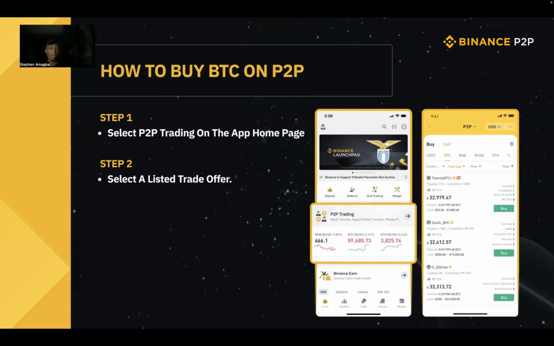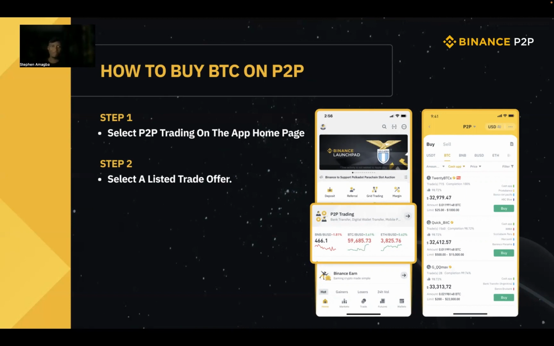On your Binance app, you're mostly going to see P2P trading on your homepage. No need to look for it or something. You're just going to see it there. So you can go ahead and choose that option, select P2P trading on the app homepage, and then it's going to take you to the Binance P2P page.